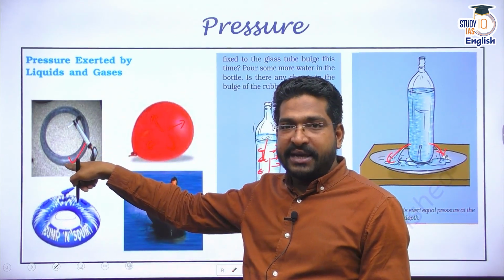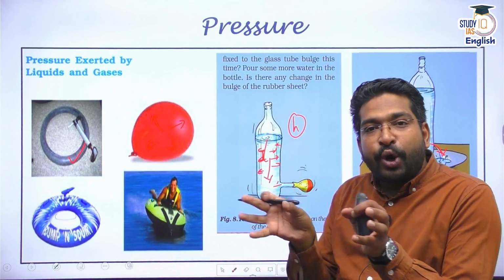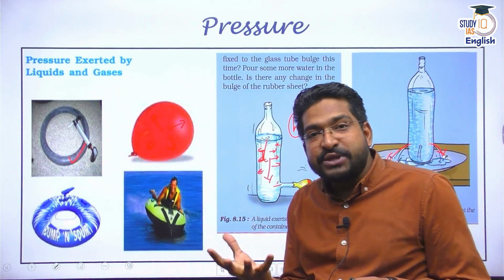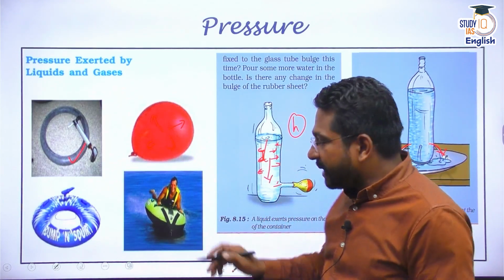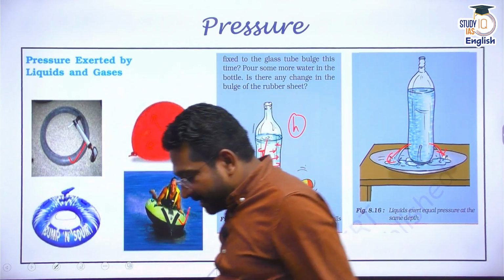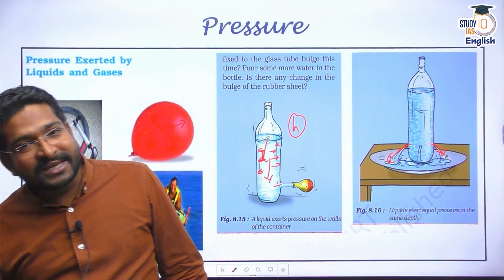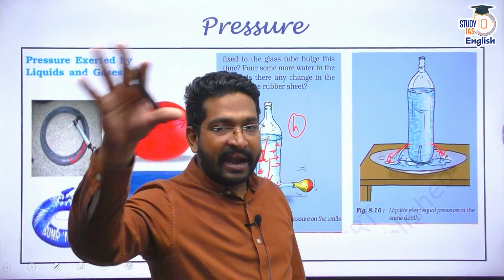There is gas in it, and that gas is exerting pressure on your tire. That is why your tire is not getting flat, and it is easy to move. The same applies in these boats, right? The inflatable boats, etc. So pressure is exerted by both liquids and gases.